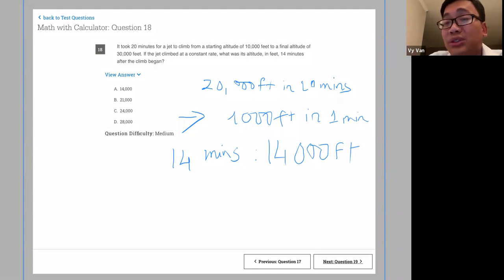So some students solved it and they chose A immediately, which is wrong because they didn't read the question carefully. So the jet started at 10,000. It climbed 14,000. So it will end up at 24,000. The answer is C. Okay.